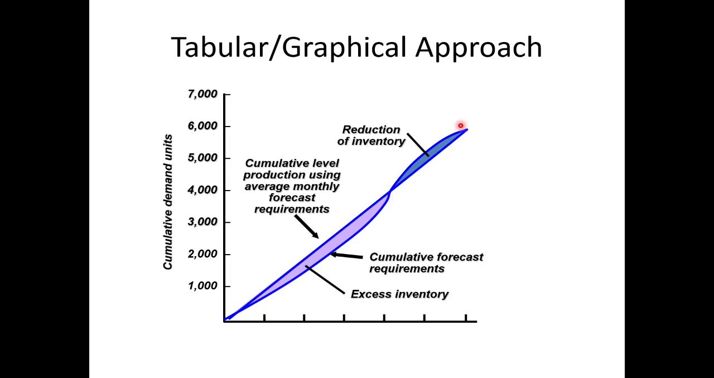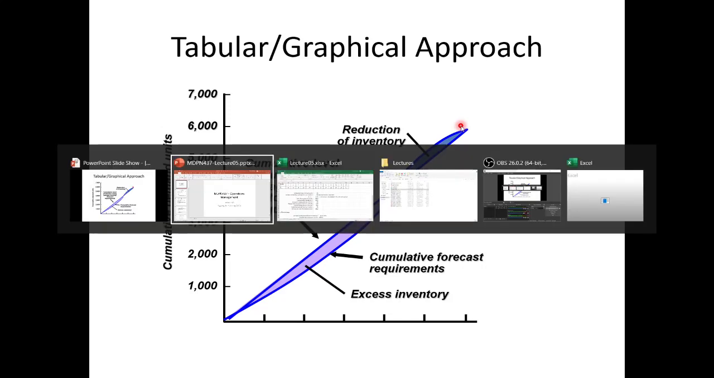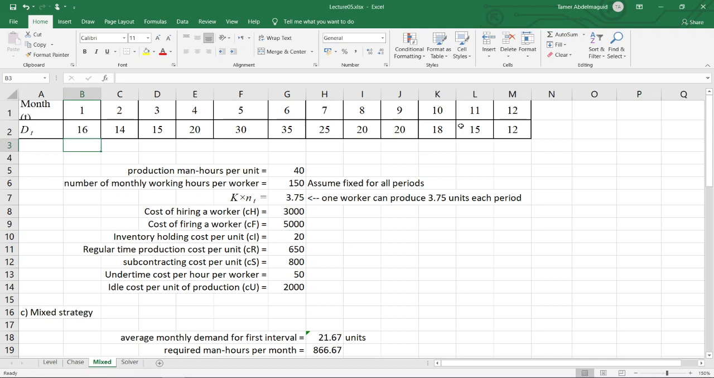So the idea of the mixed strategy is that you are mixing both strategies, level with chase. But you are not chasing on the level of the period itself. You are chasing over a number of periods. And when you have a level production by fixing the number of workers, you do that for a number of periods as well. So that's the basic idea of the mixed strategy. Let me go back to the Excel sheet and see how it's applied to the given problem.